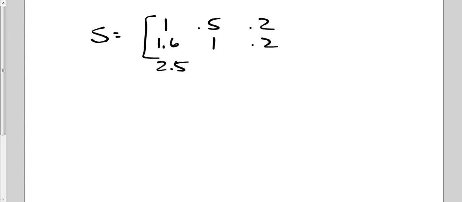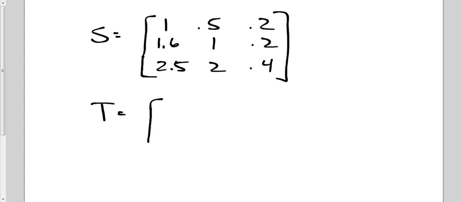1. 0.5. 0.2. 1.6. 1. 0.2. 2.5. 2. 0.4. Okay. So I got my S. Let me fix my brackets. And then T. What is 12? 10. We on rows or columns? Rows. Okay. 9, 8. 6, 5. Okay.